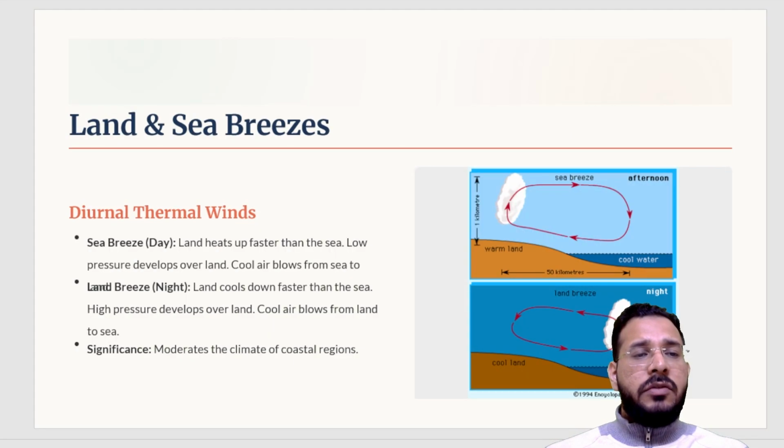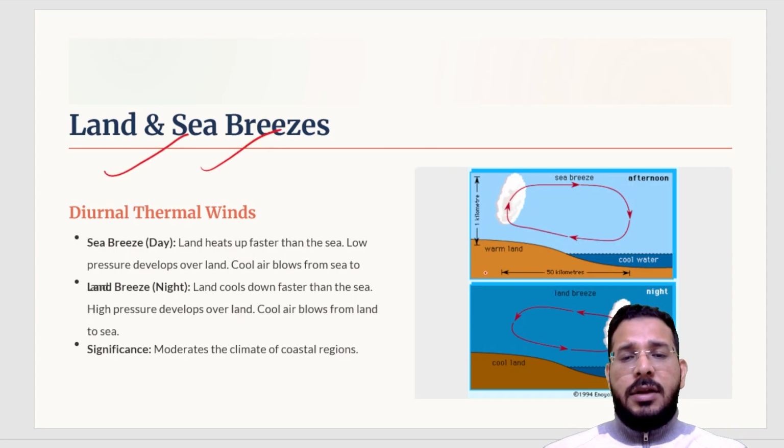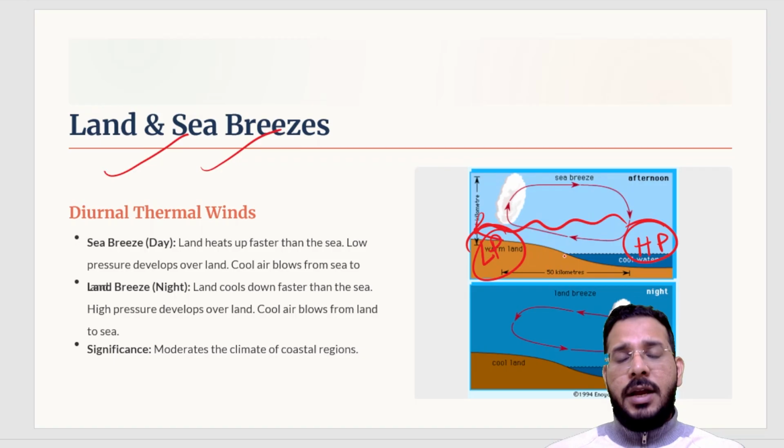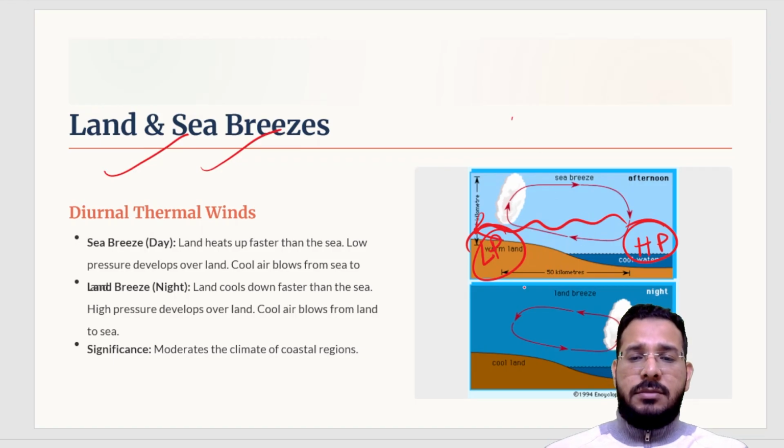Let us look into some of the important local winds. We have land and sea breezes. See, land warms up faster and cools down faster compared to water. So in the daytime the land is warmer, hence we have low pressure, and comparatively we have high pressure over water, because of which wind moves from the ocean to the land. It is called sea breeze.